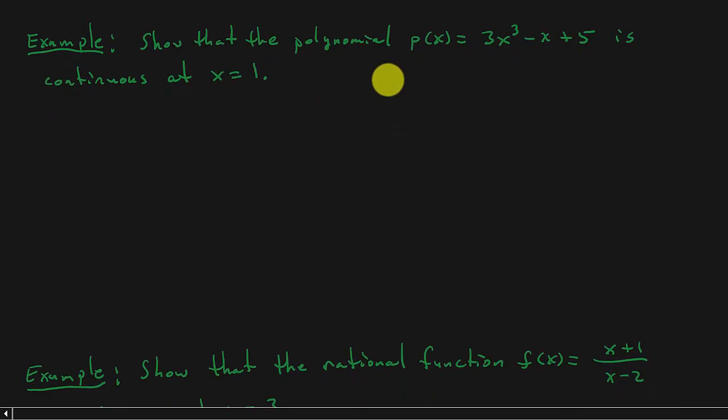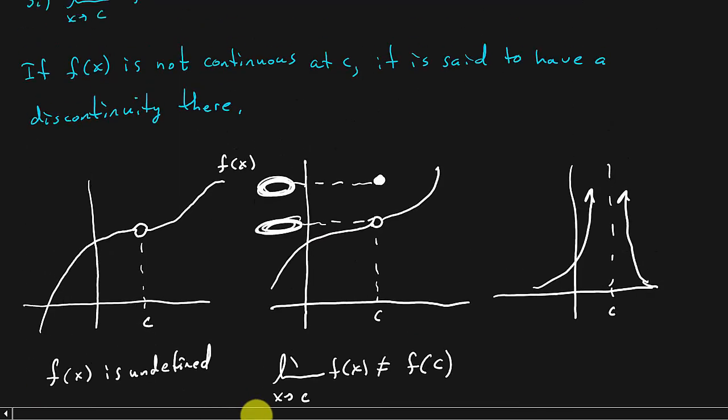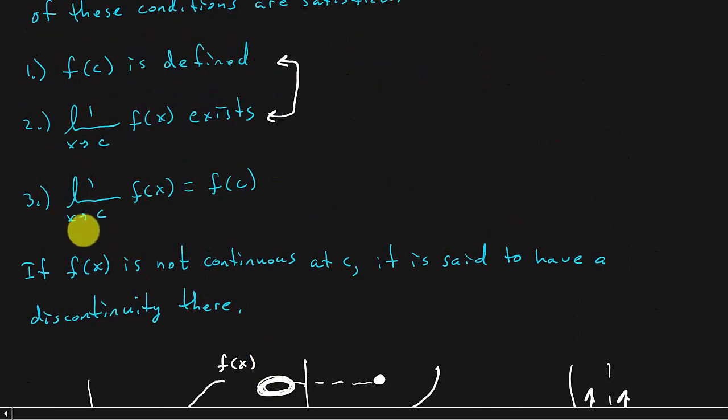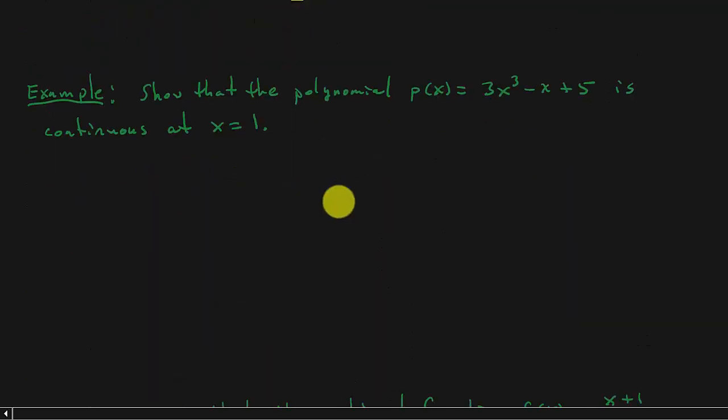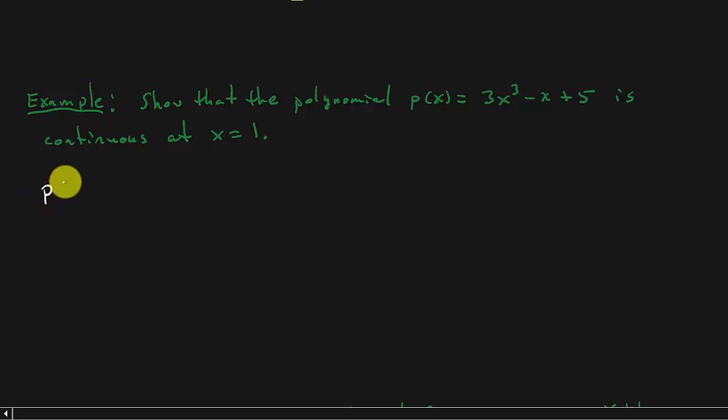All right, here it says, show that the polynomial p of x is continuous at x equals 1. Okay, well, to show that something's continuous, we have to show that all of these are satisfied. So we need to be able to plug the number 1 into our polynomial. So we have p of 1 equals 3 times 1 cubed minus 1 plus 5, which is 3 minus 1 plus 5. So 3 minus 1 is 2, plus 5 equals 7. Okay, so the function's defined there.